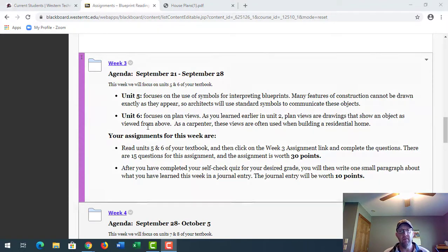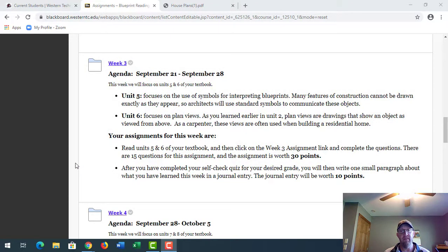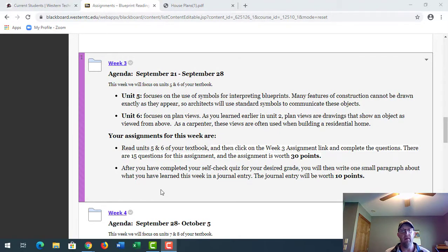As always, it looks like your assignments are right down here. We've got the assignment link. We've got 15 questions worth 30 points. And then after we're done, we'll do your journal entry, and that's worth 10 points.